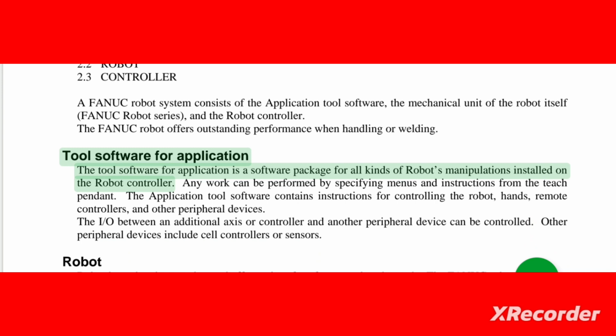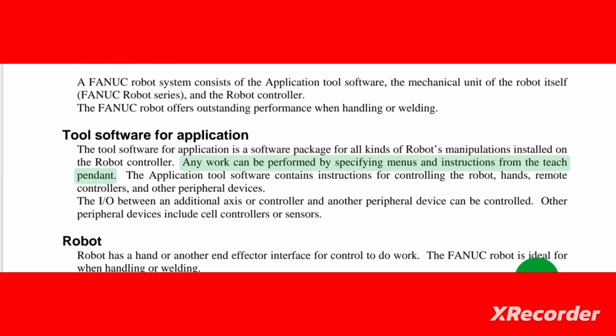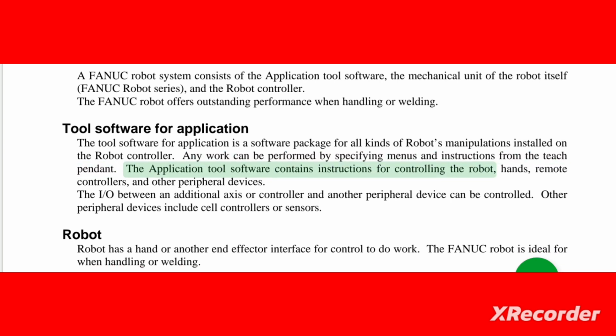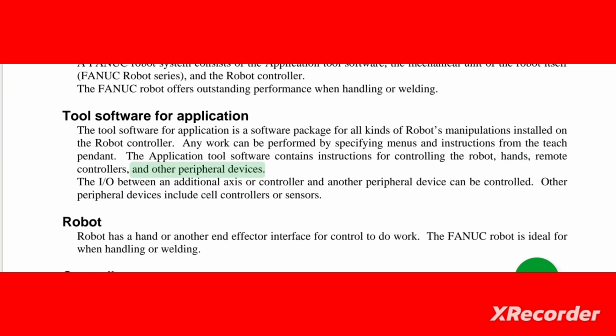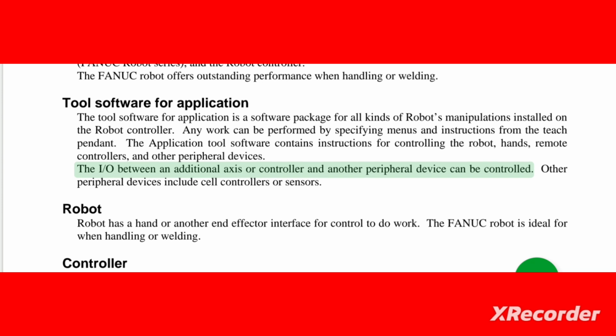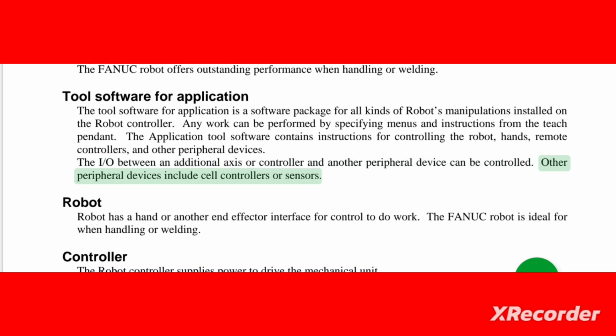Tool software for application. The tool software for application is a software package for all kinds of robot manipulations installed on the robot controller. Any work can be performed by specifying menus and instructions from the Teach pendant. The application tool software contains instructions for controlling the robot, hands, remote controllers, and other peripheral devices. The I/O between an additional axis or controller and another peripheral device can be controlled. Other peripheral devices include cell controllers or sensors.